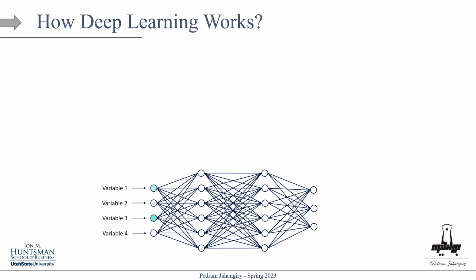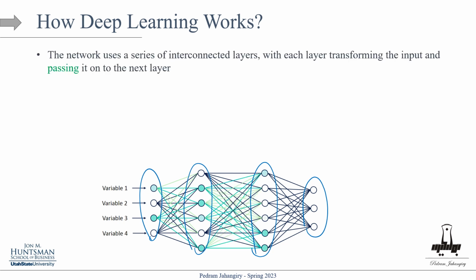All right, now let's see how these networks work in practice. As you can see in this example, we have a neural network with an input layer, 2 hidden layers, and an output layer. Let's start from the beginning. The network uses a series of interconnected layers, in this case 2 hidden layers, with each layer transforming the input and passing it to the next level, right?